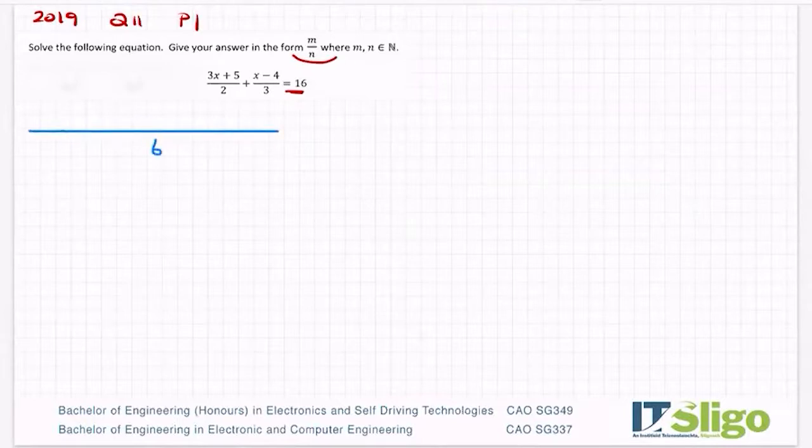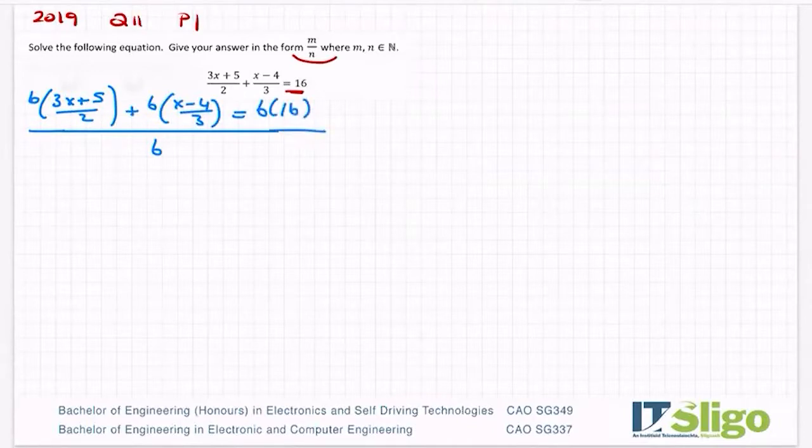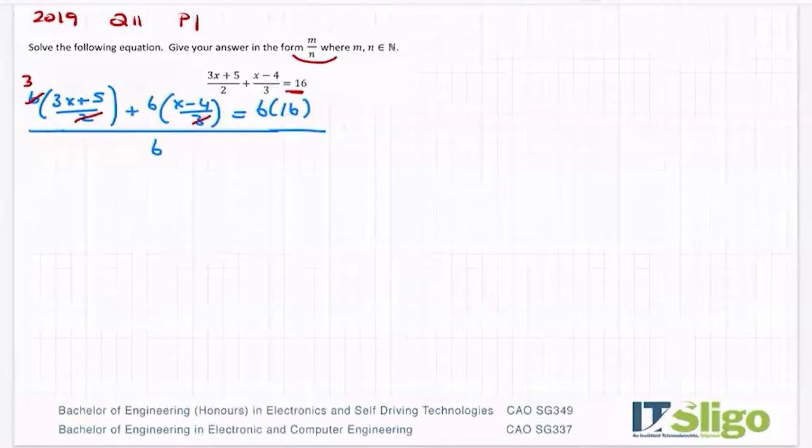Okay, so I'm going to multiply each piece by that 6. So 6 times (3x + 5)/2 plus 6 times (x - 4)/3 is equal to 6 times 16. Okay, so each piece by the 6. Then I simplify it. 2 goes into 6 3 times, 3 goes into 6 twice. I could, of course, write this over 1, but it makes no difference.